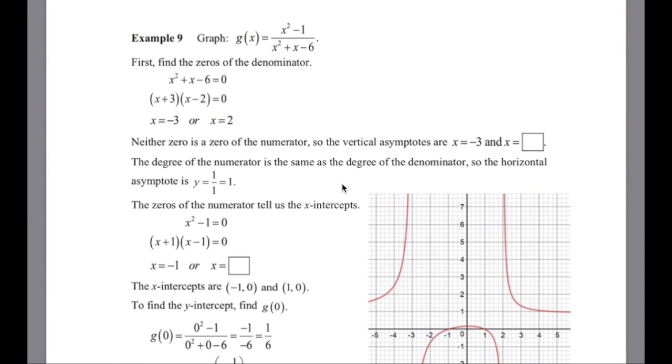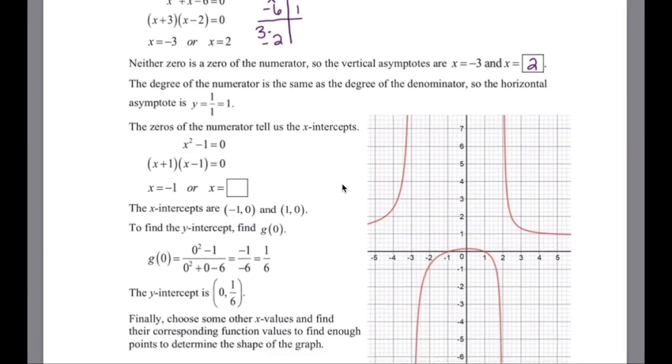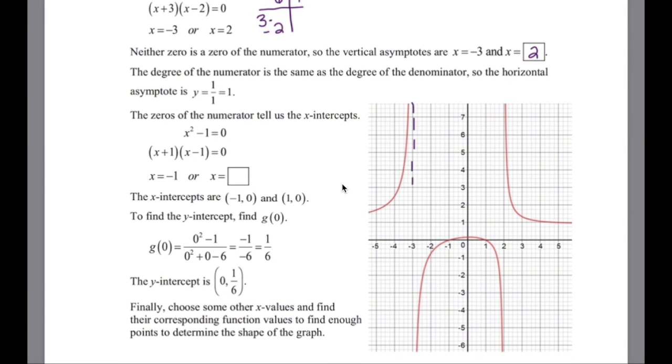Now we have x squared minus 1 over x squared plus x minus 6. Let's look at the denominator and determine where we'll have vertical asymptotes by setting it equal to 0 and factoring. When I factor, I need two numbers that multiply to -6 but add to 1. Looks like +3 and -2 work. When I factor and set equal to 0, I'll have 2 vertical asymptotes at x is equal to -3 and x is equal to 2. We can see by looking at the visual graph itself that this is true.